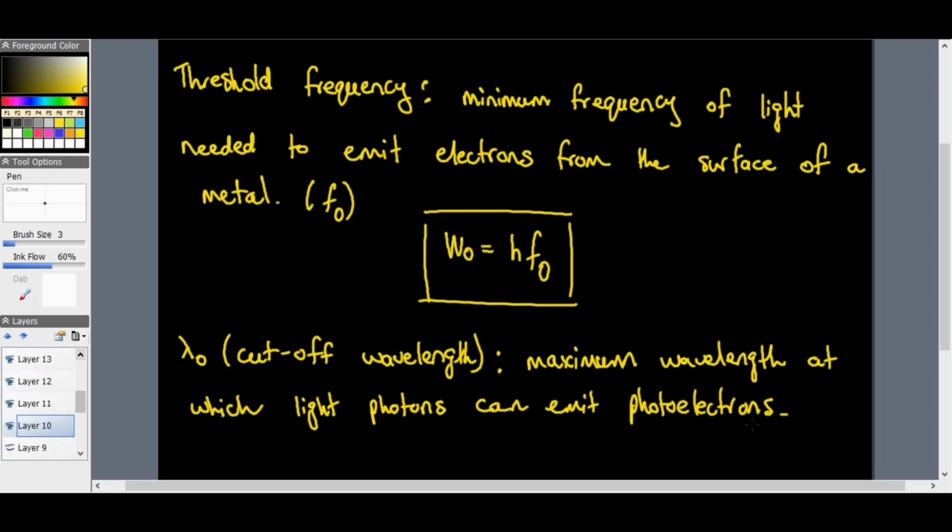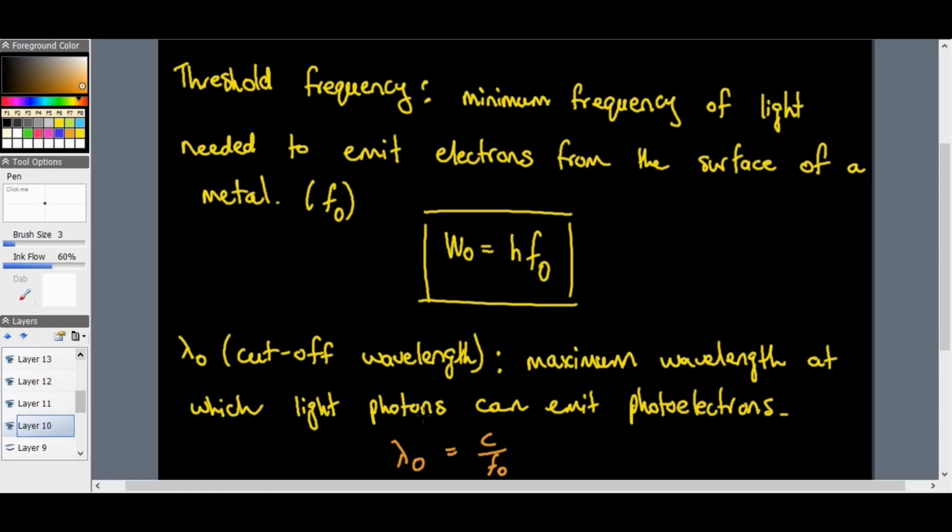From a specific metal surface. New formula loading, let's do it in orange. The cutoff wavelength, lambda 0, is going to equal C over F0. The speed of light divided by the threshold frequency will give you the cutoff wavelength. Not often used, but still quite useful. I think I used it in my final paper.